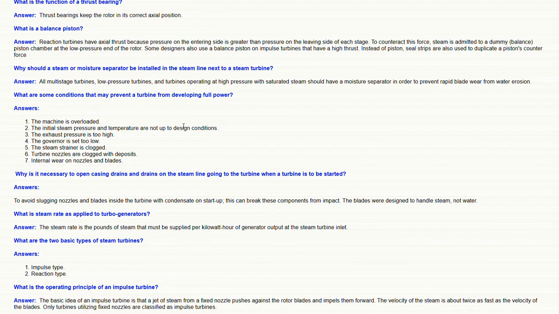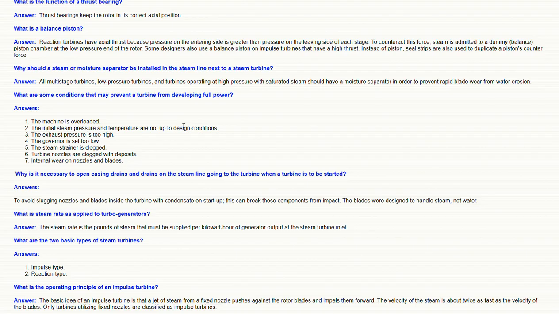Why is it necessary to open casing drains and drains on the steam line going to the turbine when a turbine is to be started? That's very important when we are starting our turbines. The answer is to avoid slugging nozzles and blades inside the turbine with condensate on startup. That can break these components from impact. These blades are designed to handle steam, not water. Actually, we have discussed above, we are not taking wet steam into the turbine section. This will cause severe reaction on the turbine, and we can't handle that.